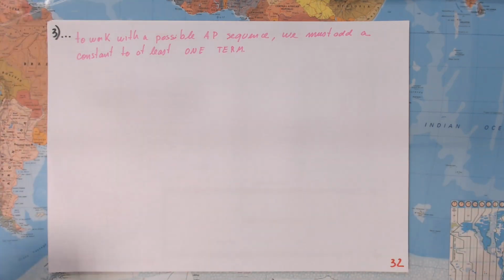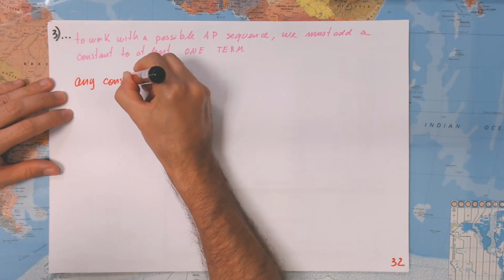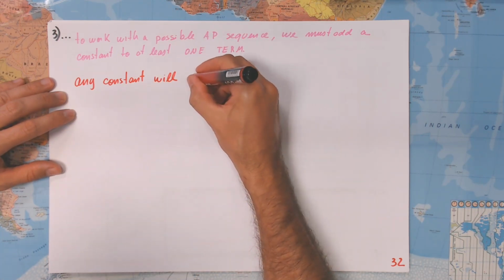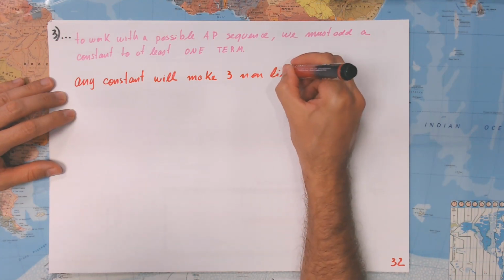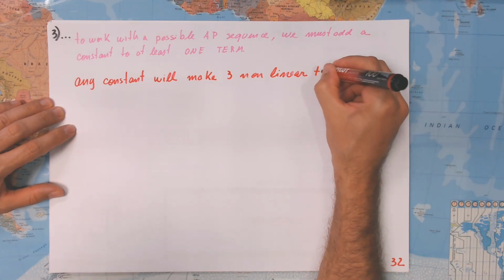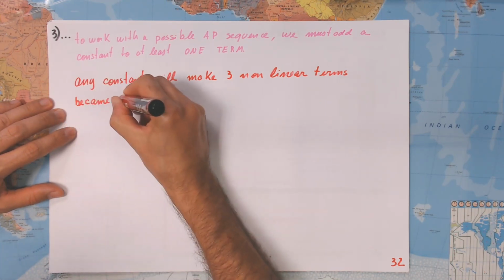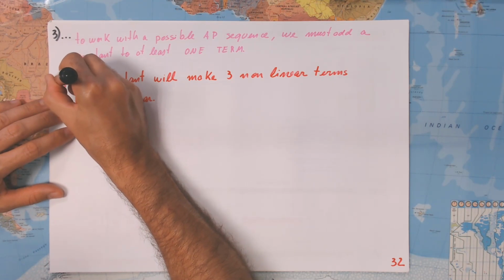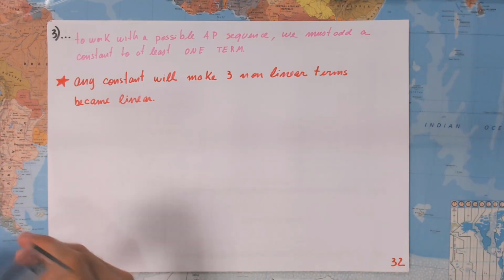Let's even put it in red, okay? Now, any constant, of course, non-zero constant, okay? Any constant will make three non-linear terms become linear. Okay, this is the beauty of the exercise, and that's why I made a separate exercise, because actually now we have 3 things that are not linear, and we're going to make them linear.